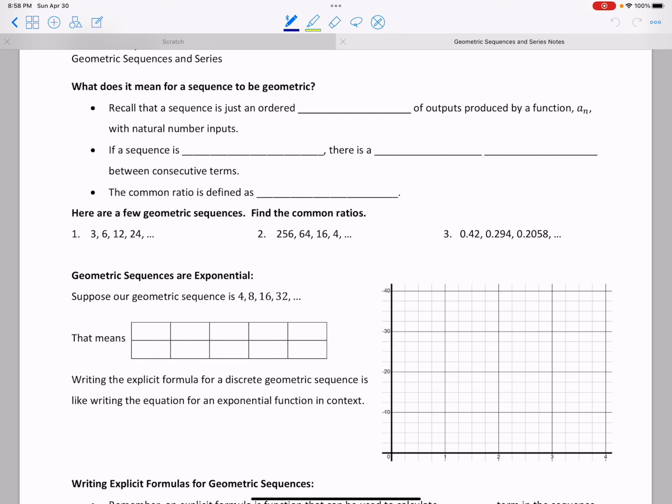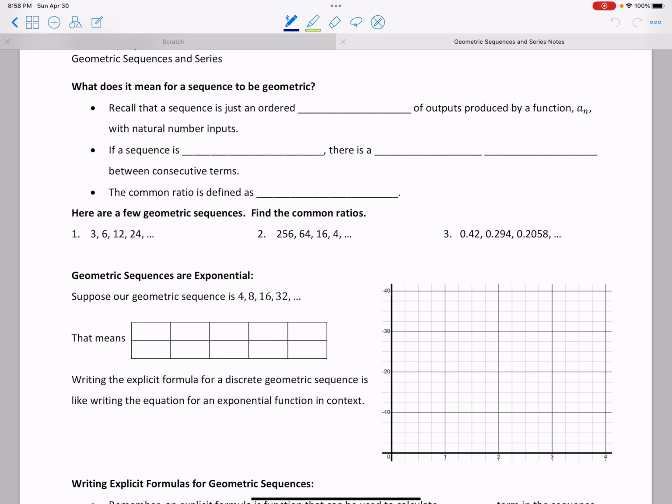So in our previous few topics, we've talked about sequences in general, summation in general. We've had a focus also on arithmetic sequences and series. Today, the focus is on the same types of things, just geometric sequences and series. So what does it mean for a sequence or a series to be geometric?